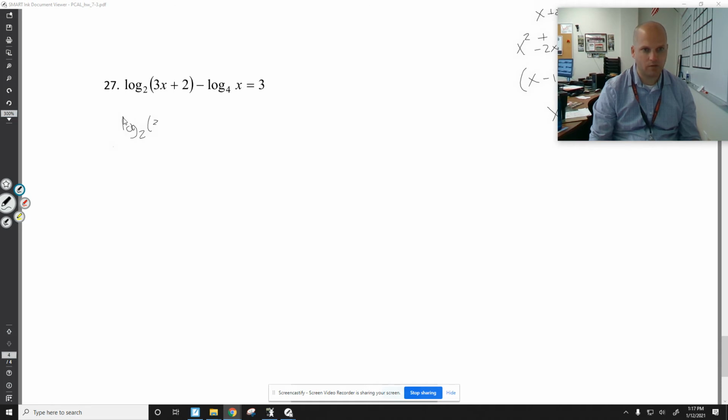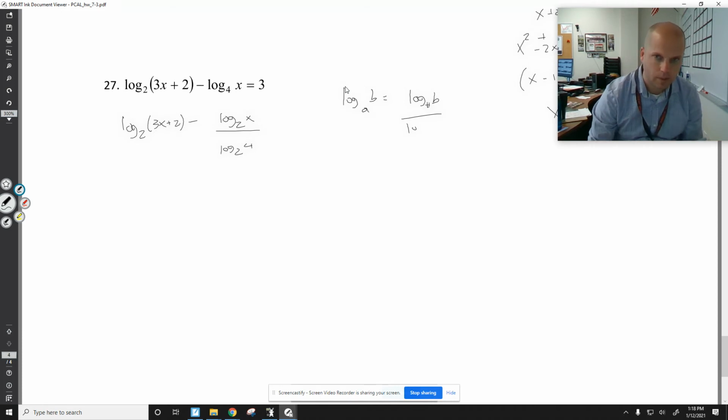Log base 2 of 3x plus 2. Change bases. This is log base 2 of x over log base 2 of 4. Remember, change of bases: log base a of b equals log star b over log star a. It'll catch up, but right now it's really lagging. All right, and that equals 3.